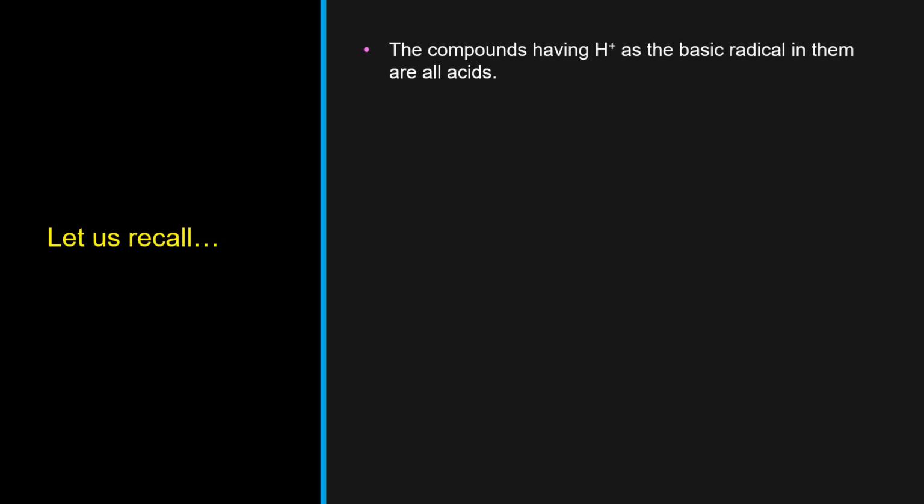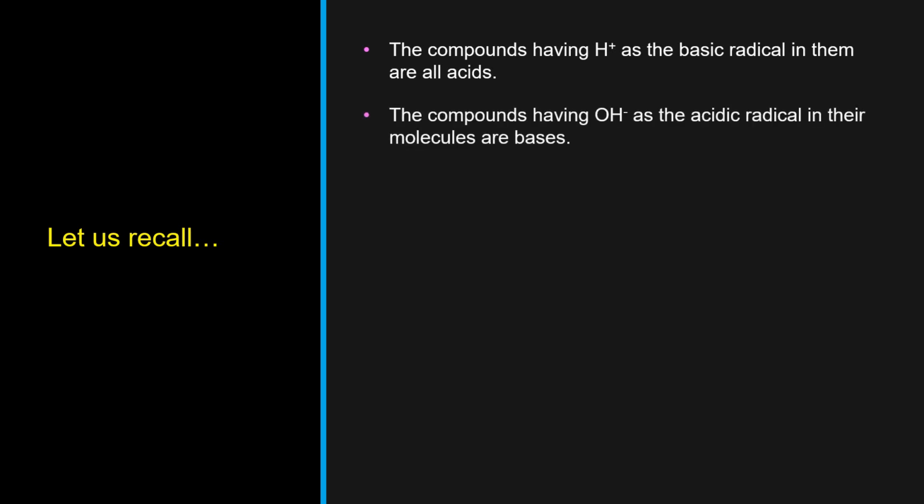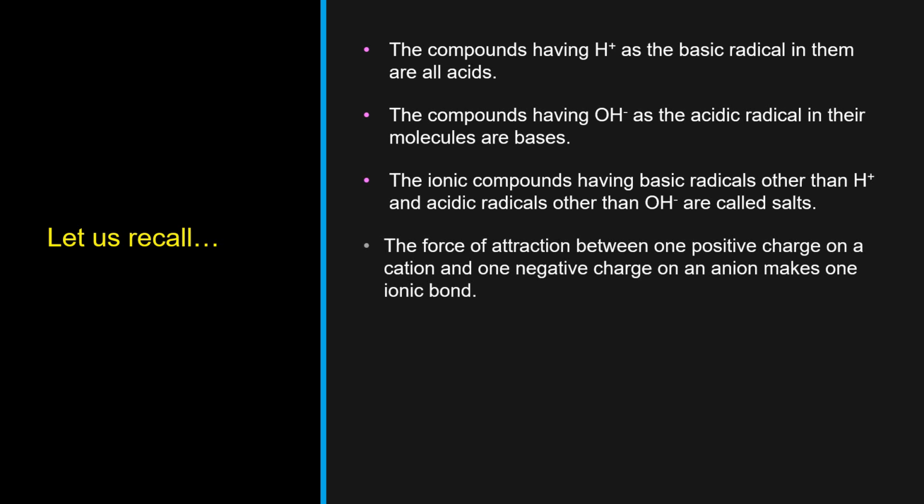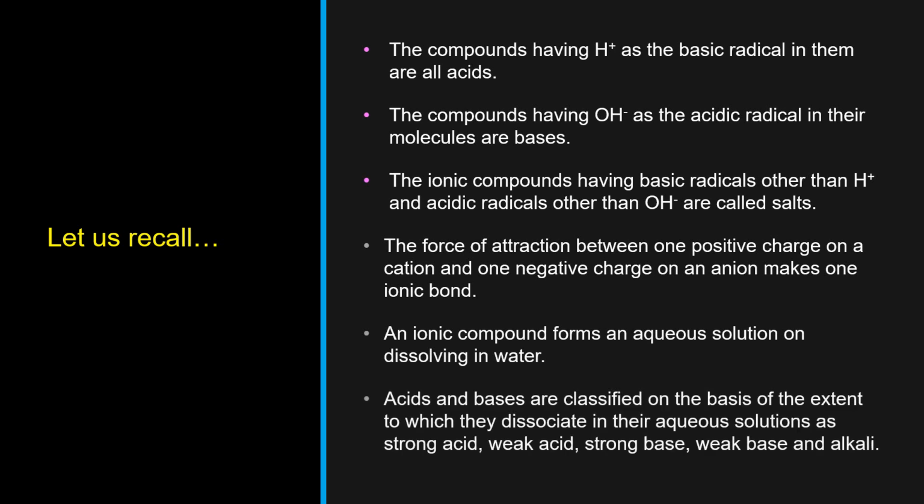We have learned that the compounds having H plus as the basic radical in them are called acids, and the compounds having OH minus as the acidic radical in their molecules are bases. The ionic compounds having basic radicals other than H plus and acidic radicals other than OH minus are called as salts. The force of attraction between one positive charge on a cation and one negative charge on an anion makes one ionic bond. An ionic compound forms an aqueous solution on dissolving in water.